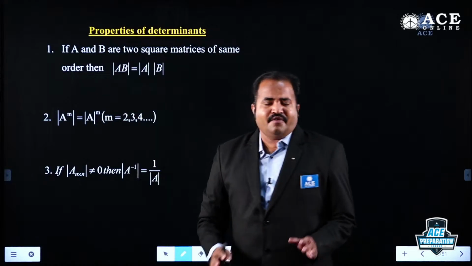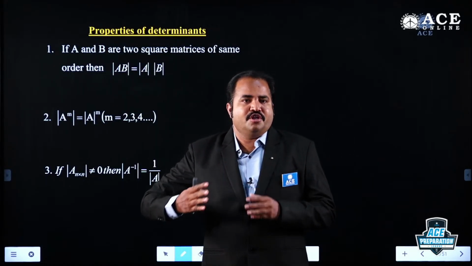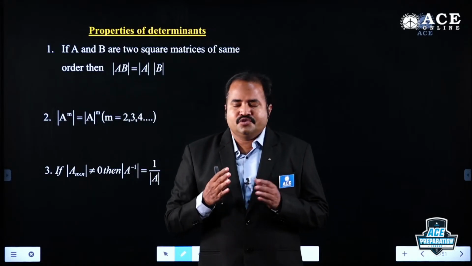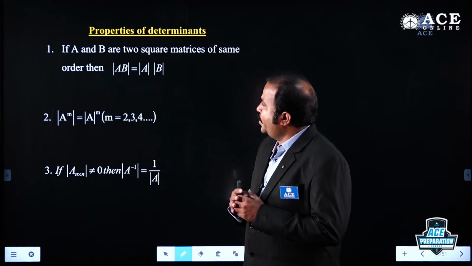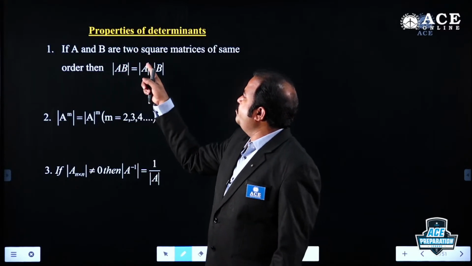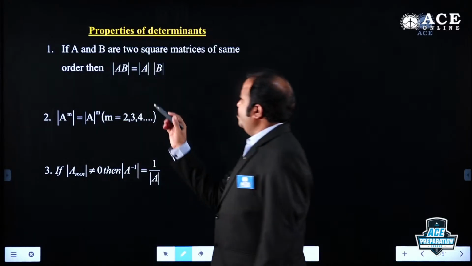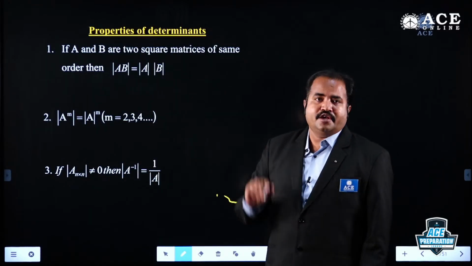See, there are various properties. These are very useful to solve the problems related to determinants. Okay, so these properties are very important to us. Let us see the properties. The first property is, if A and B are two square matrices of the same order, then det of AB equal to det A into det B.